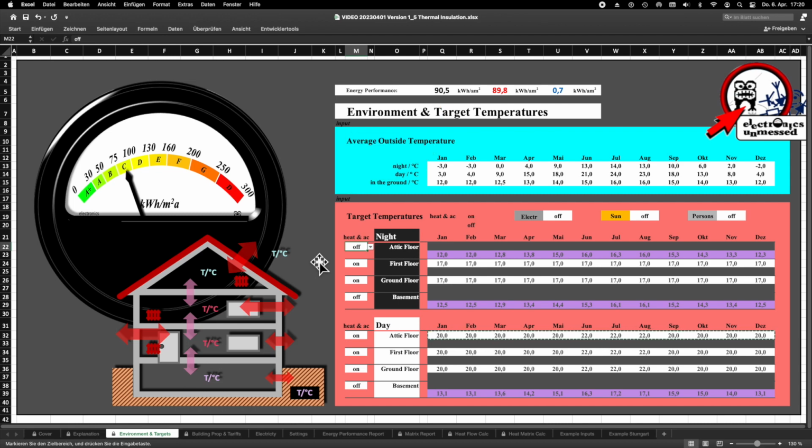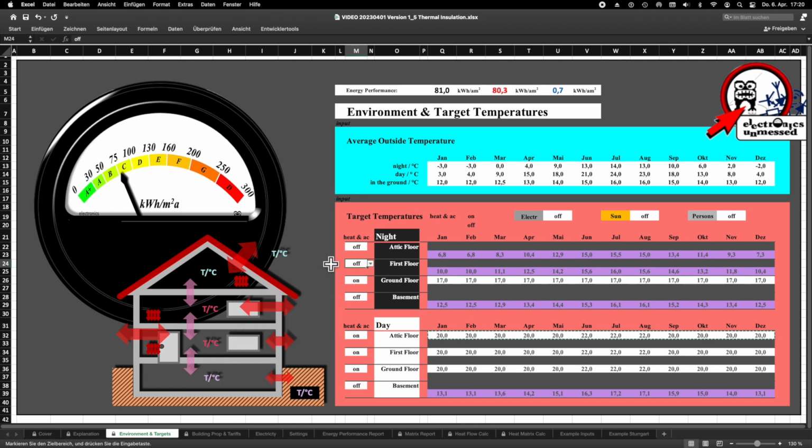So next we investigate what happens if we also turn off the heating on the first floor during the night. Okay, with that we could save an additional 9 kilowatt hours per square meter. But in the attic it gets pretty uncomfortable at 6.8 degrees at night in winter. In addition, there may be a risk of frost on an extremely cold night. Of course, we don't want that, so we prefer to heat the first floor all night again.